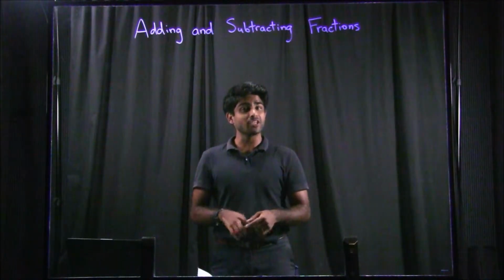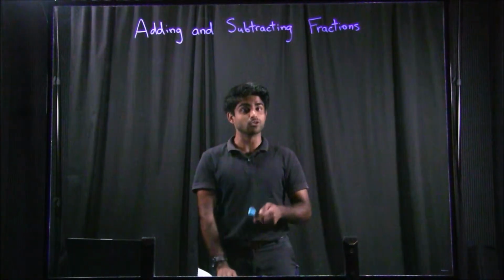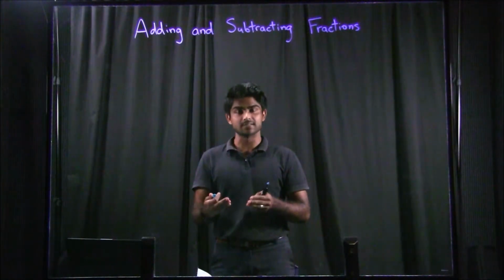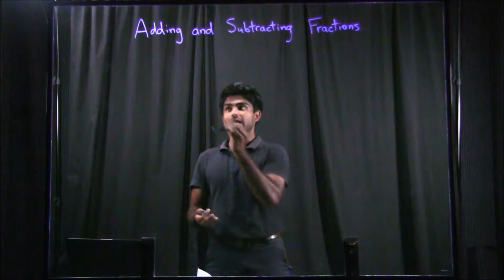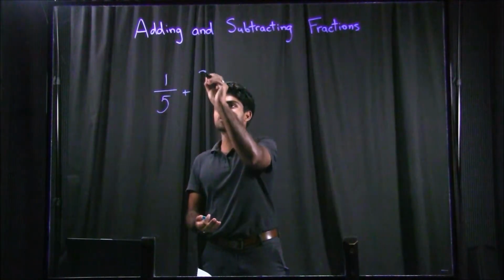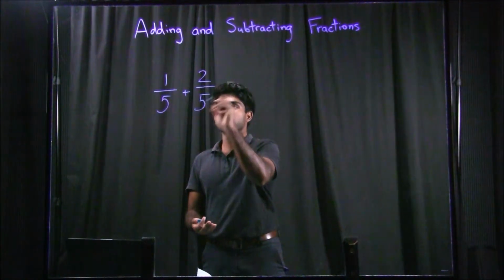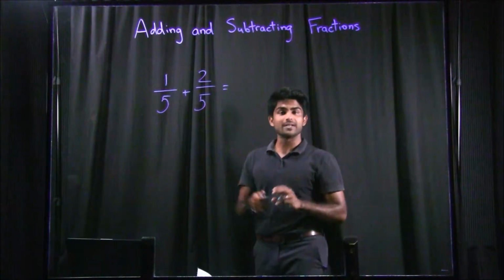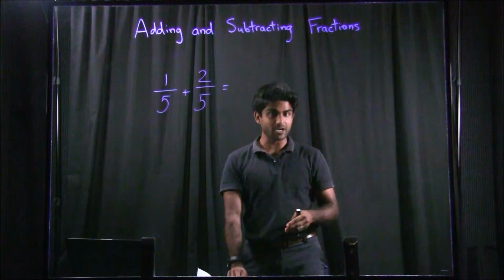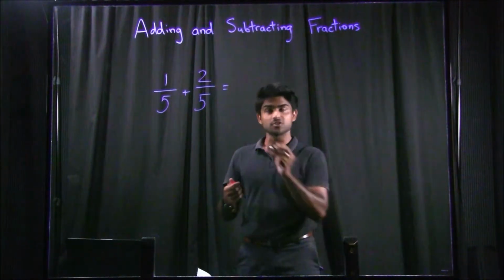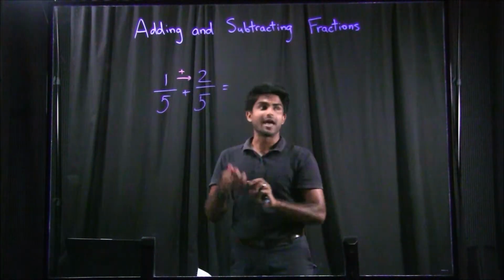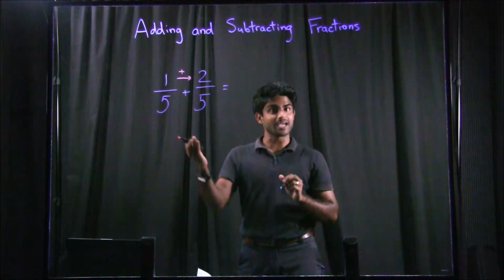The most important thing to remember when we try to add or subtract fractions is that you can only continue if the denominators are the same. So if, for example, we had 1 over 5 plus 2 over 5, we can add those quite simply because the denominator is the same. It's 5 in both of the fractions.